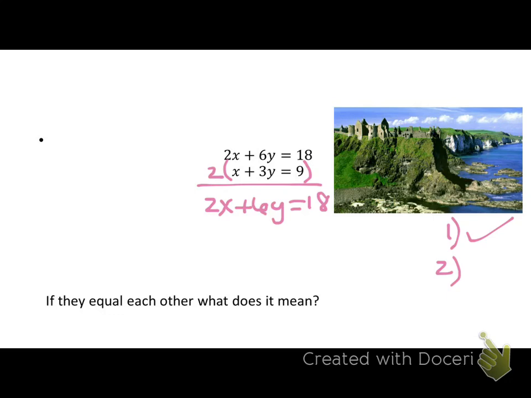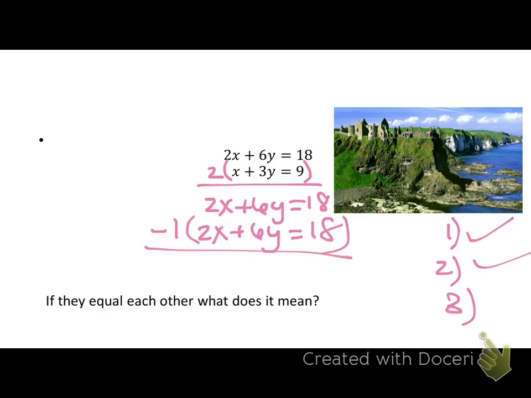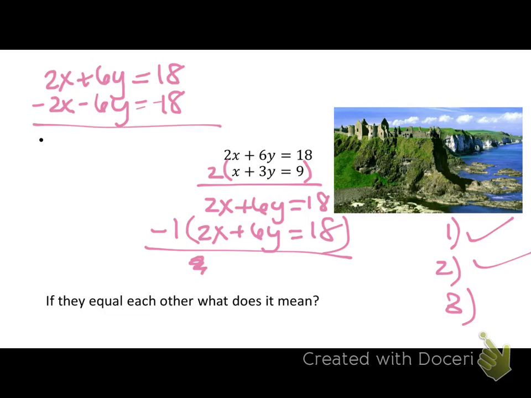So we're going to do 2 times x is 2x, 2 times 3y is 6y, and 2 times 9 is 18. So we're good with that. But are they opposites? Is one positive and one negative? No. So now we need to multiply this one by negative 1 to get them all to be negative. So we're going to send that negative through, so we're going to get negative 2x minus 6y equals negative 18.